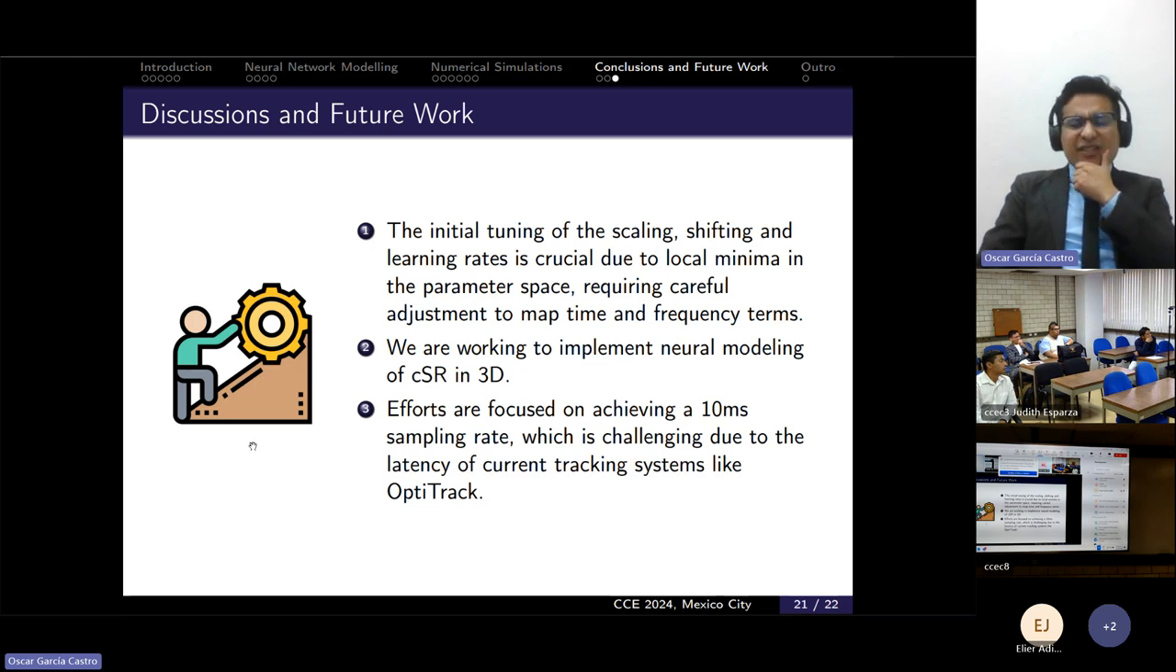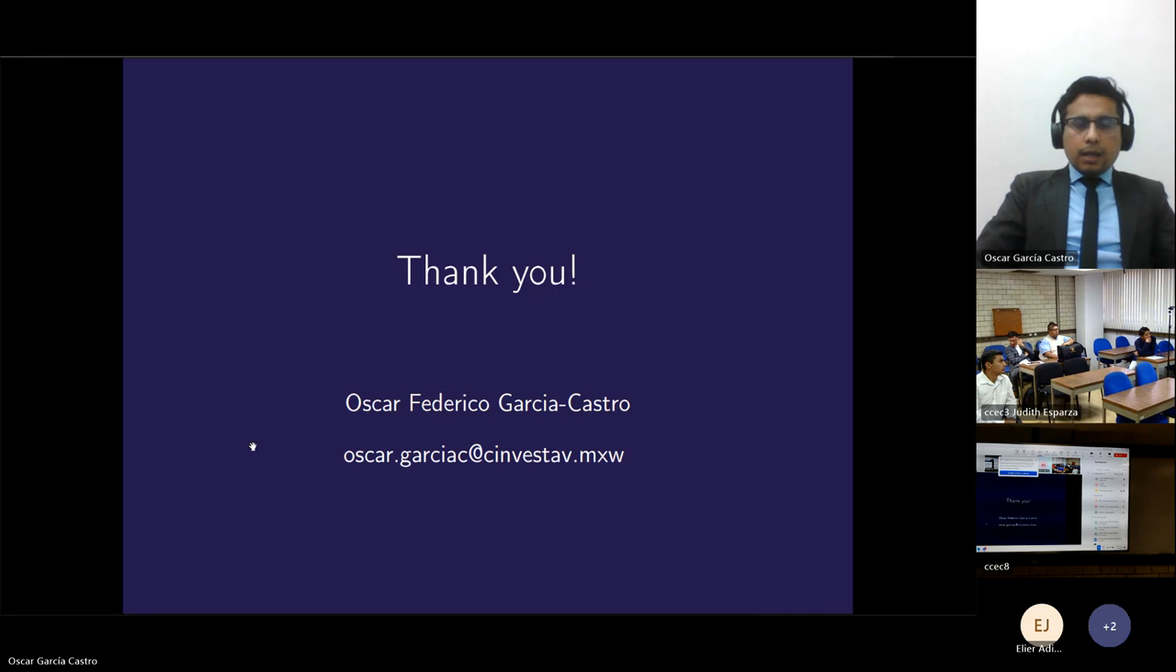However, there are certain limitations that need to be addressed. For example, the initial tuning of scaling and shifting learning parameters and learning rates is crucial due to local minima in the parameter space, requiring careful adjustment to map the time and frequency terms. We are working to implement the neural modeling of continuous soft robots in three dimensions, and the effort is focused on achieving a 10 millisecond sampling rate, with the challenge of the latency of current tracking systems like OptiTrack. That is all, thank you for your time and your attention.